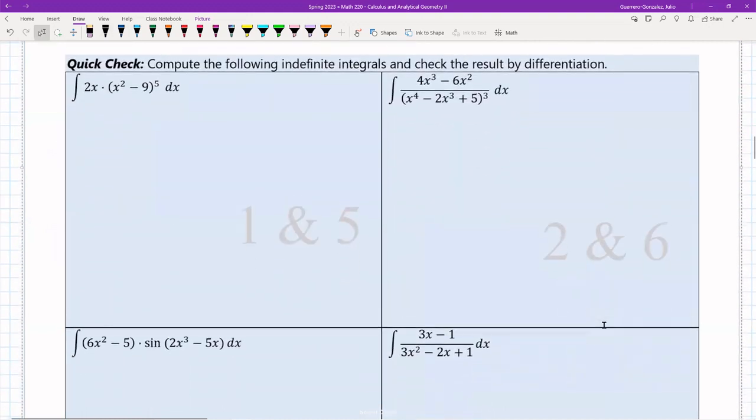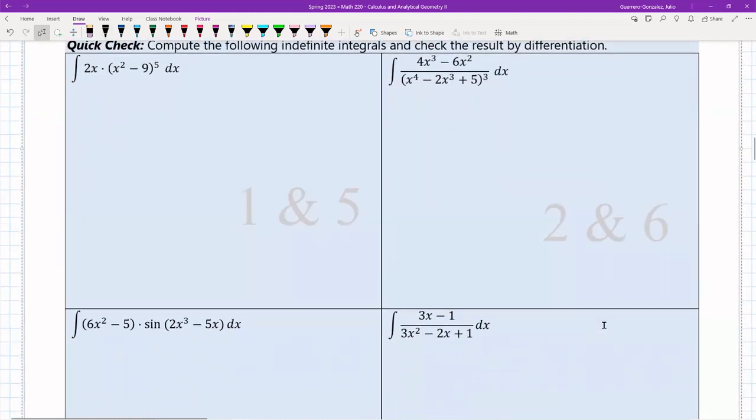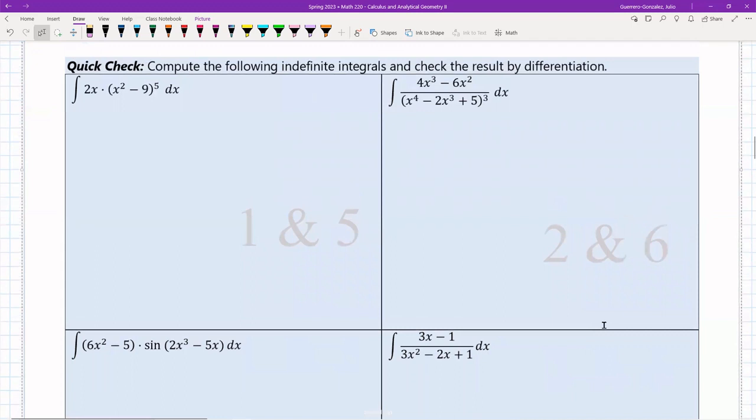This is going to be the first quick check for this section. Make sure you work it all out. Don't skimp on any steps. Take them all slow, right? Write everything down. You don't want to mess up on a substitution, right?